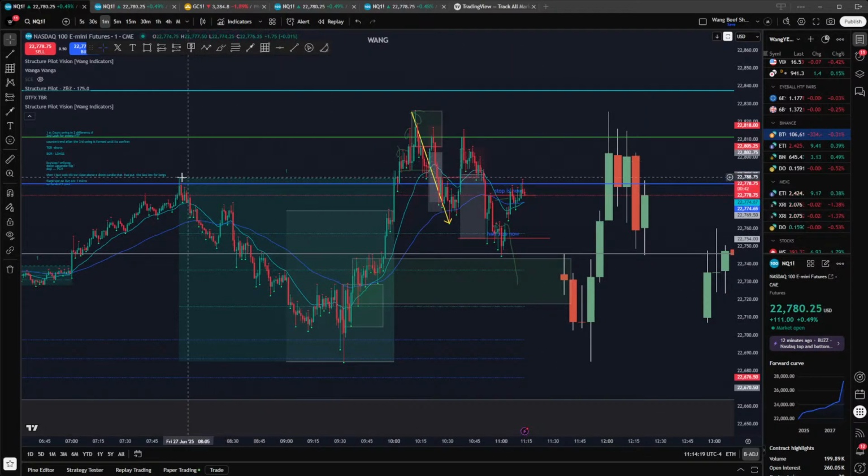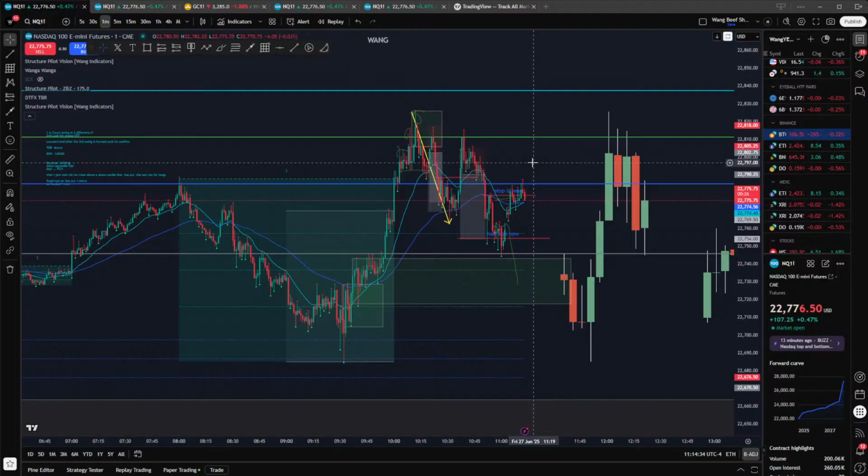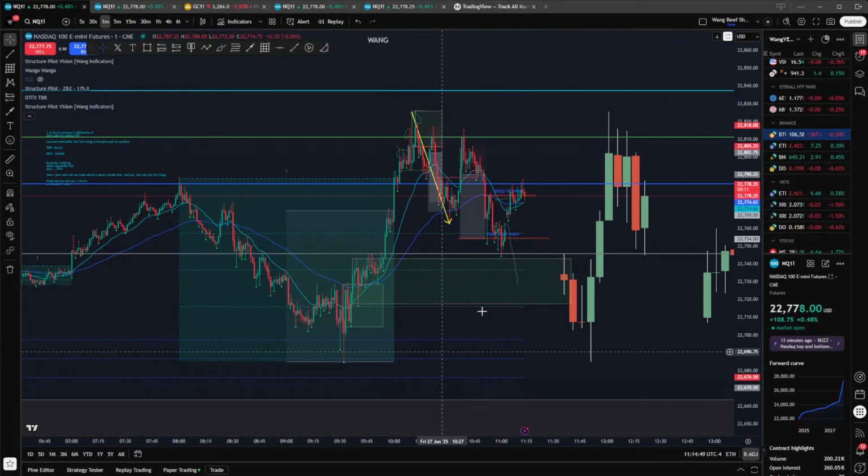You see that this down move provided us with this high right here that's highlighted with structure pilot. Where did we tap into? We tapped in the 30% and ran to the 0%, and price is deciding whether it's going to the top or giving us another leg before then.